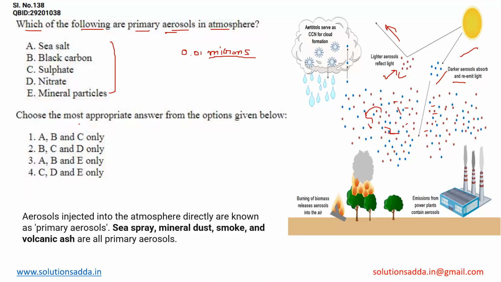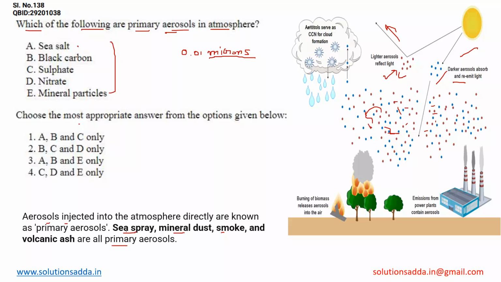So what exactly are these aerosols, what type of particles are they? They could be sea salt, black carbon, sulfate, nitrate. Which ones they are, we need to find out. Aerosols injected into the atmosphere directly are known as primary aerosols. Those aerosols which can be found directly in the atmosphere are called primary aerosols. For example, sea spray, mineral dust, smoke, and volcanic ash are primary aerosols.